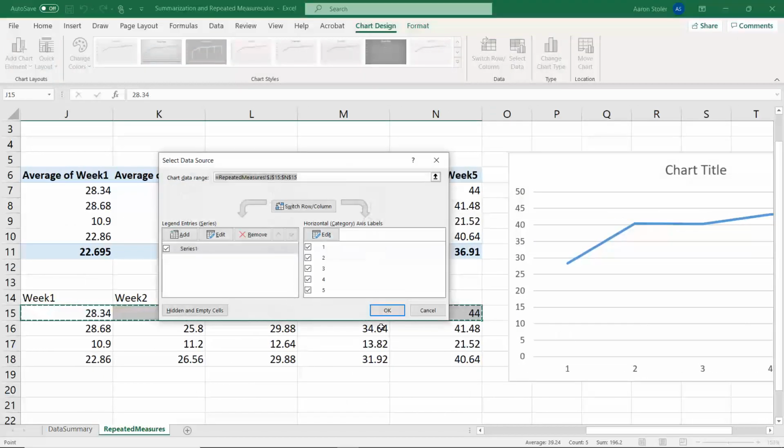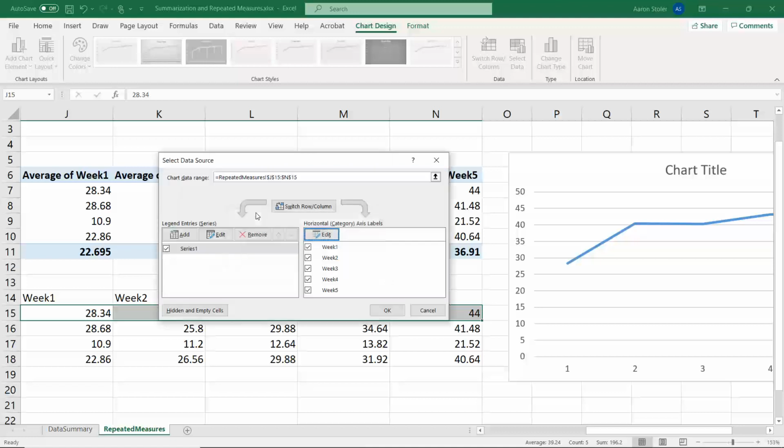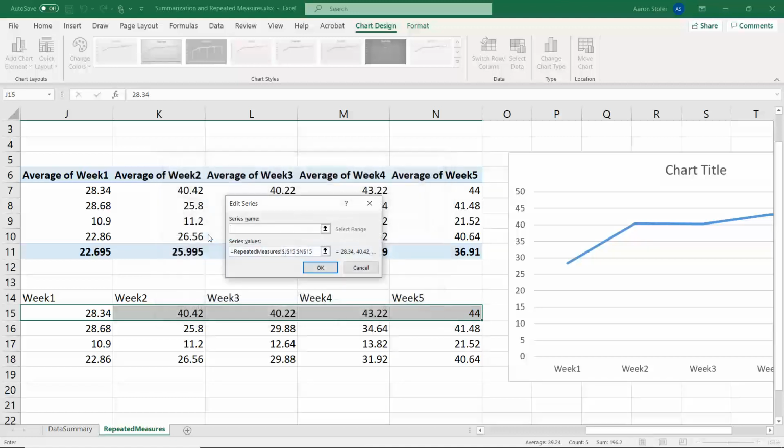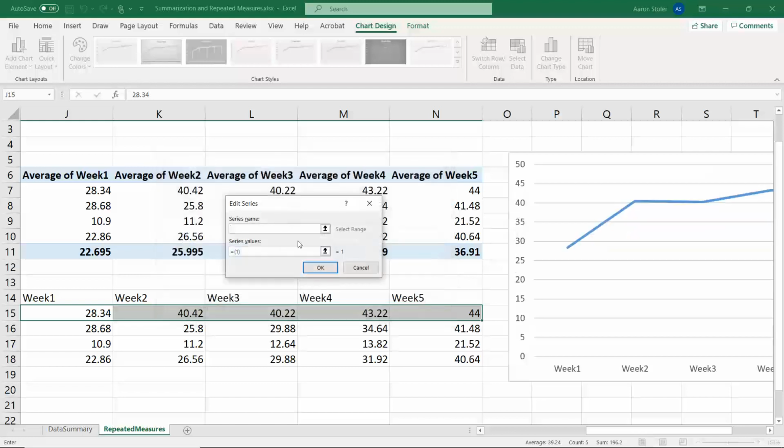Now, the first thing that we want to do is edit this to say weeks 1, 2, 3, 4, and 5. So we can just say week 1, week 2, week 3, week 4, and week 5. Now we'll edit the series and say N plus P. And let's go ahead and add the 3 other series to this graph.